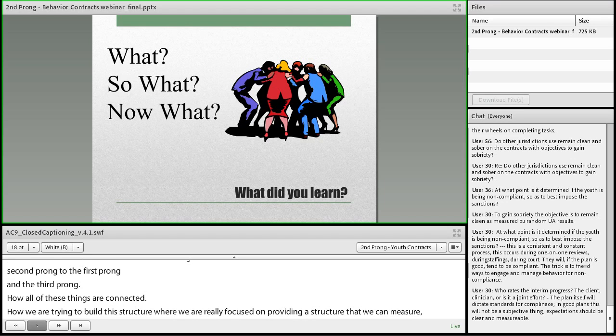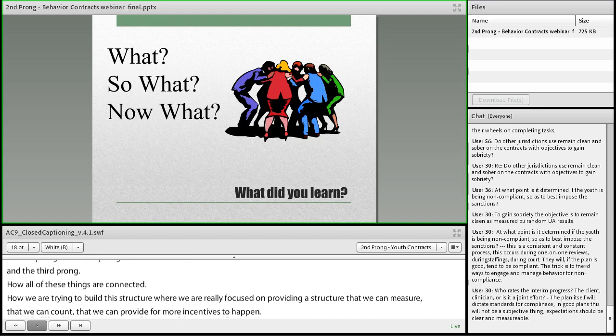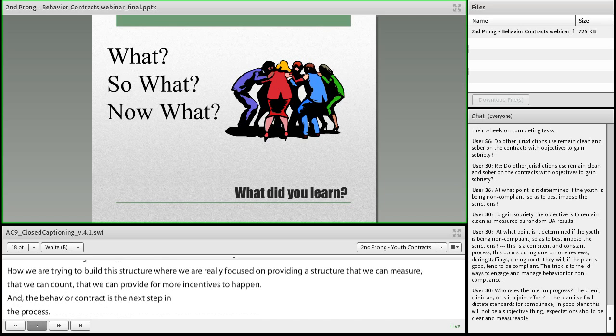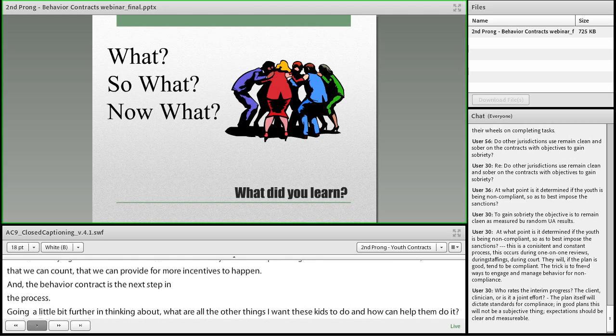So the first prong, thinking about just that one thing that we want, those clean UAs, and then going a little bit further and thinking about what are all the other things that I want these kids to do and how can I help them do it? That's the what. How can I help these kids do what I want them to do, the things that I know are important for them, because like we've kept saying, we're the adults in the room.